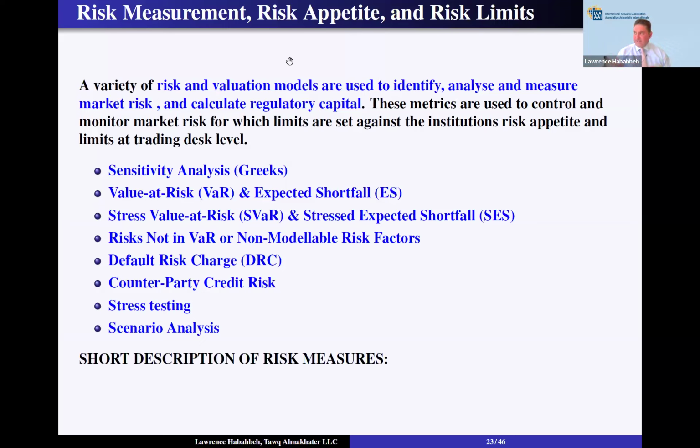It doesn't capture tail events. The assumption that basically you can liquidate all positions within a period of 10 days has shown to be false, particularly during the 2008 global financial crisis. And from a technical perspective, the square root rule, meaning that the way you compute your VAR is that you have, let's assume that you have a single equity today, a stock. It has a market price.